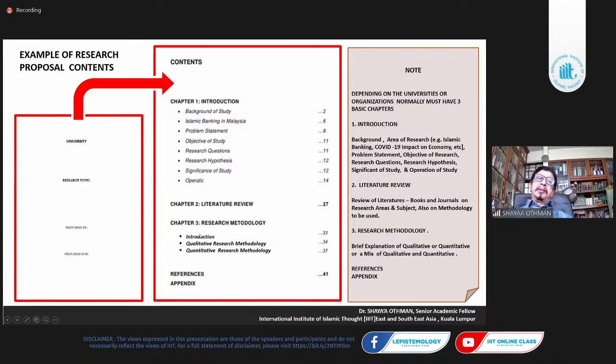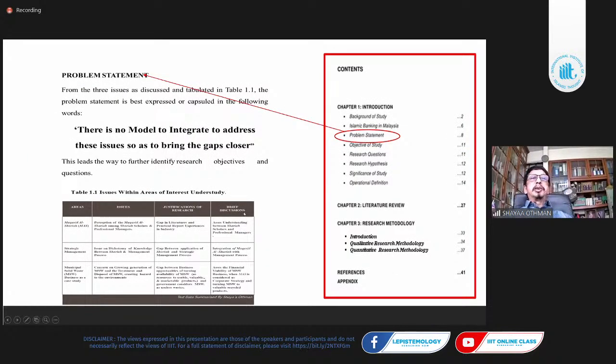Is it? Okay, now we can look at the problem statement. Looking at this problem statement, for example, we have identified certain problems in this area. Let me give my example. I look into the Maqasid of Sharia, I look into strategic management, I look into waste management and so on. I see where there's a gap between the two: what are the issues relating to Maqasid of Sharia, what are the issues relating to strategic management today, what are the issues relating to the business in this area. There are many issues, right?